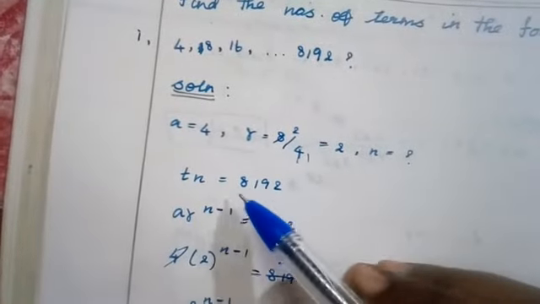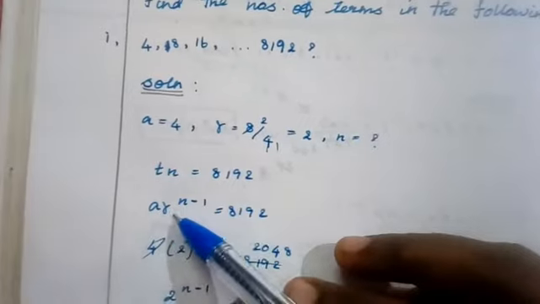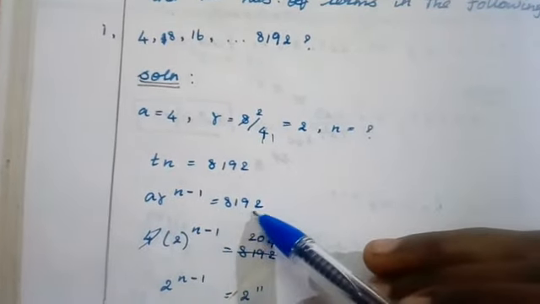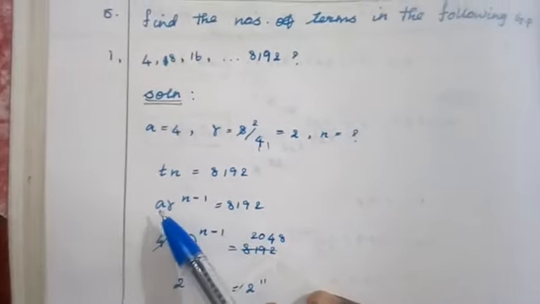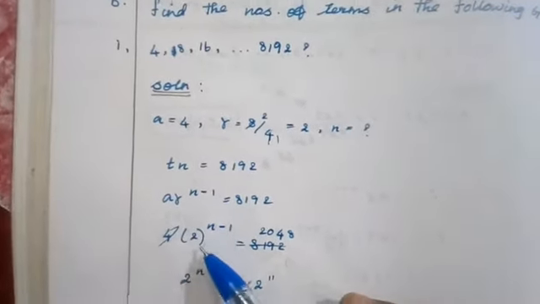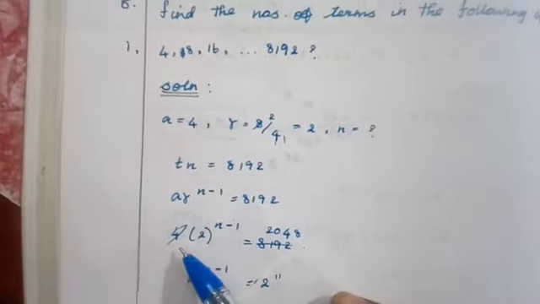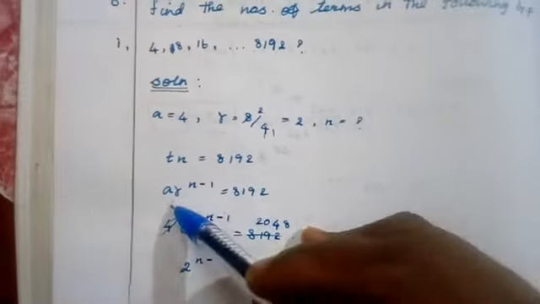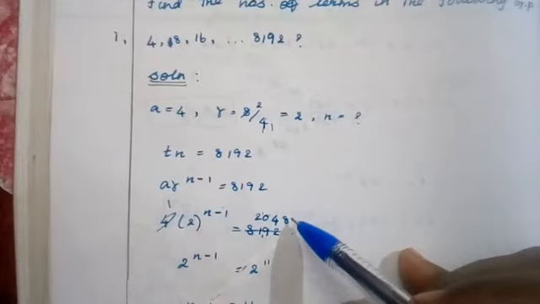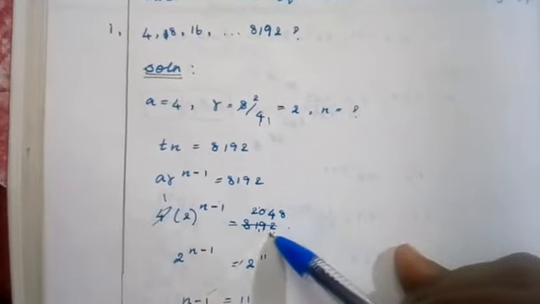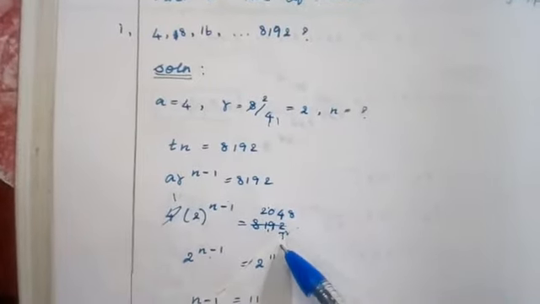Tn equal to the last term that is given, Tn equal to 8192. So the Tn formula: a into r power n minus 1 is equal to 8192. The a value is 4, r value is 2, whole power n minus 1, equals 8192. 4 times 2 is 8, 4 times 4 are 16, 8 fours are 32, then 32, 8. So 2 power n minus 1 equal to 2 power 11.